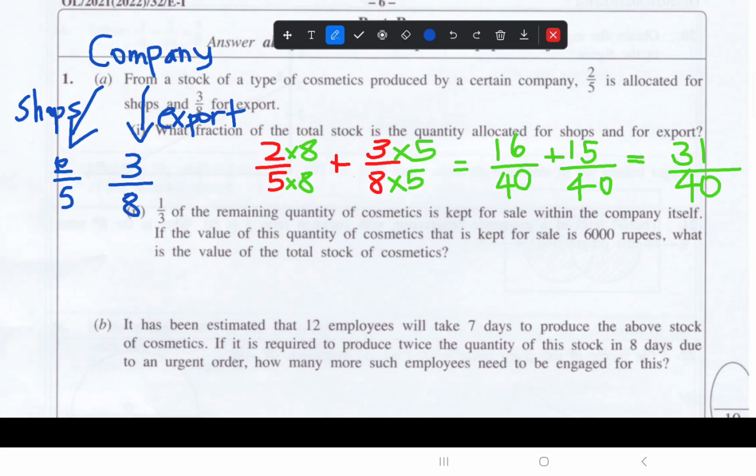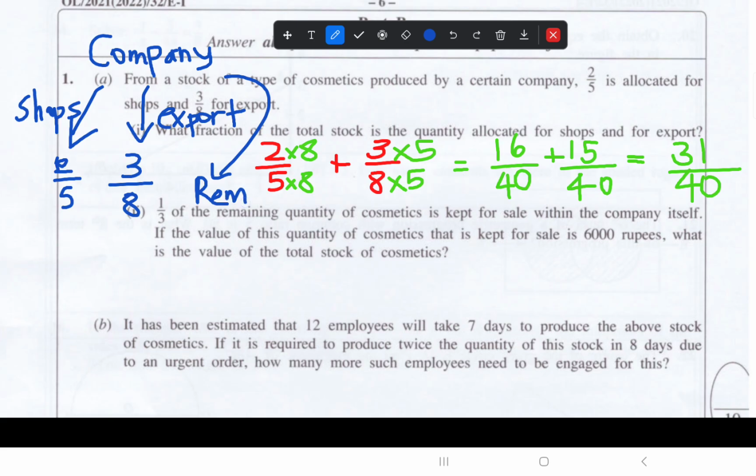1 upon 3 of the remaining quantity of cosmetics is kept for sale within the company itself. If the value of this quantity of cosmetics that is kept for sale is 6,000 rupees, what is the value of the total stock of cosmetics? Here they are introducing one more thing. After giving to shops and exports, there is a remaining quantity also, so we have to consider that remainder.